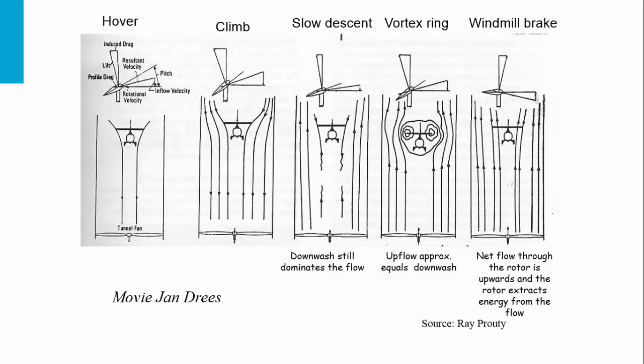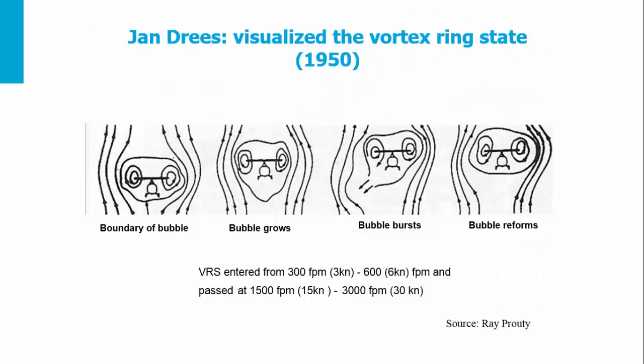I added to this class a movie of Jan Drees, who visualized for the first time these helicopter states. He also visualized the vortex ring state. He showed that actually it is a kind of bubble which is forming at the level of the rotor, the bubble grows in time, the bubble will explode, and then again the bubble will reform.